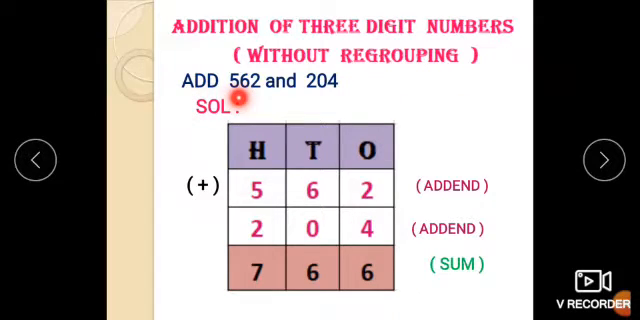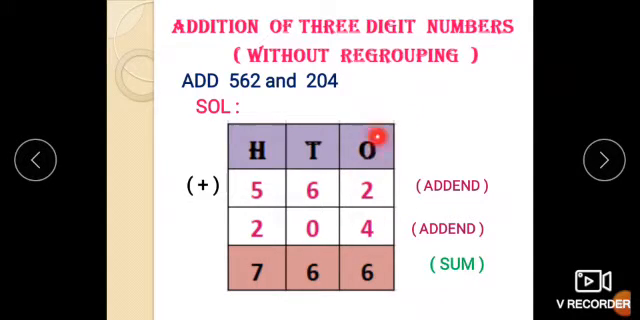Add 562 and 204. First we arrange the numbers according to their place values. 562 is 500, 6 tens, 2 ones. The next number, 204, is 200, 0 tens and 4 ones. We are adding both numbers, which are called the addends, and the answer part is the sum.